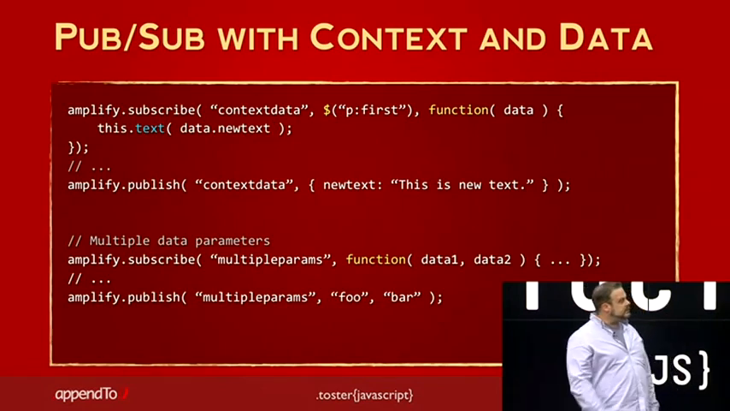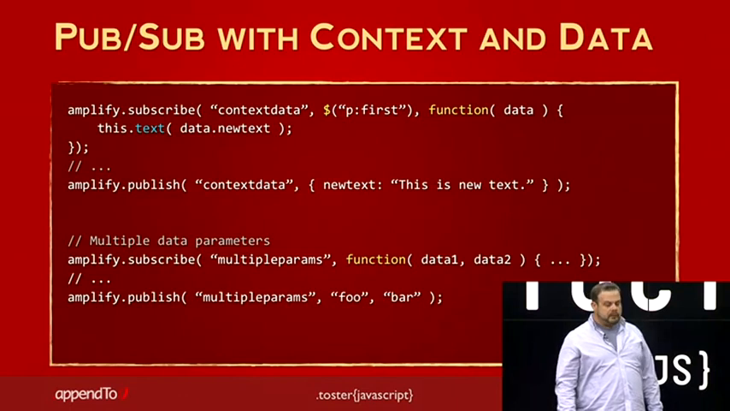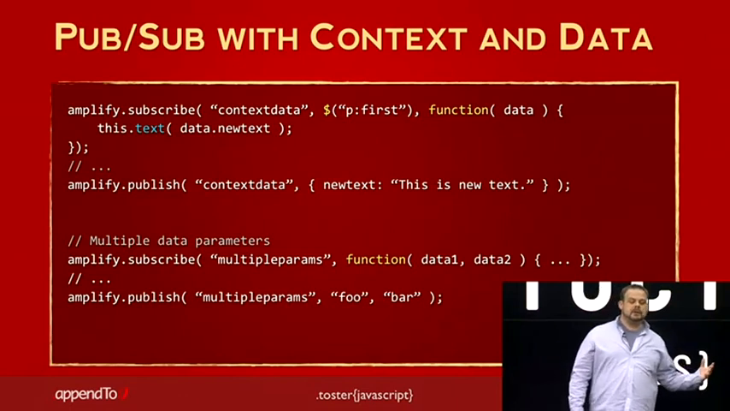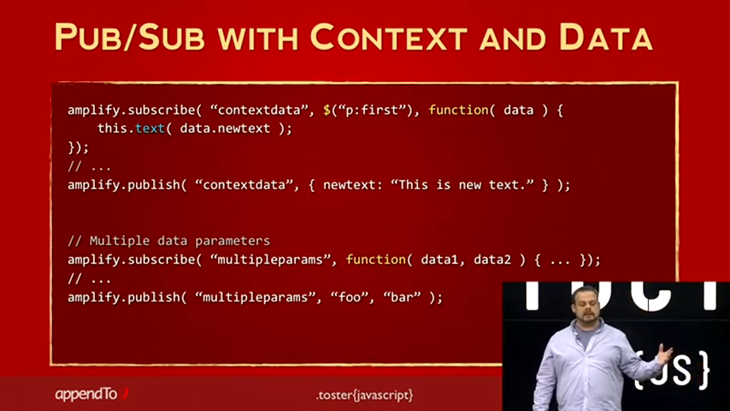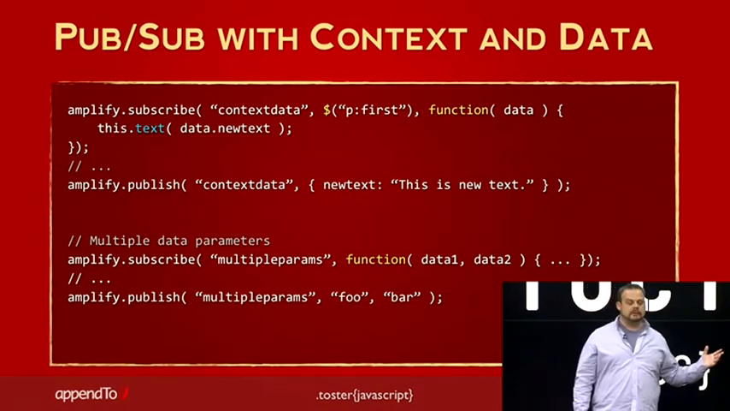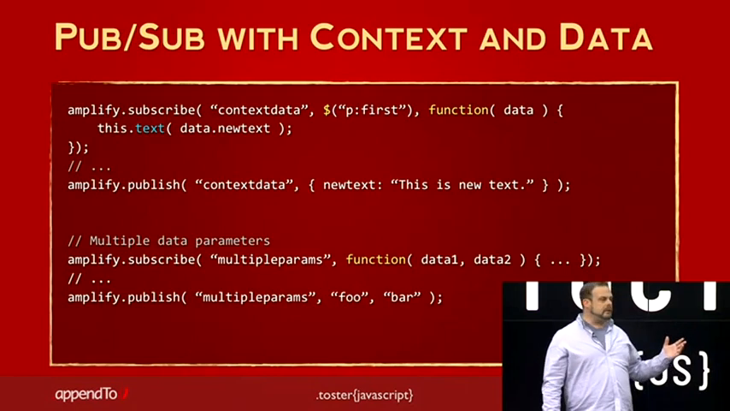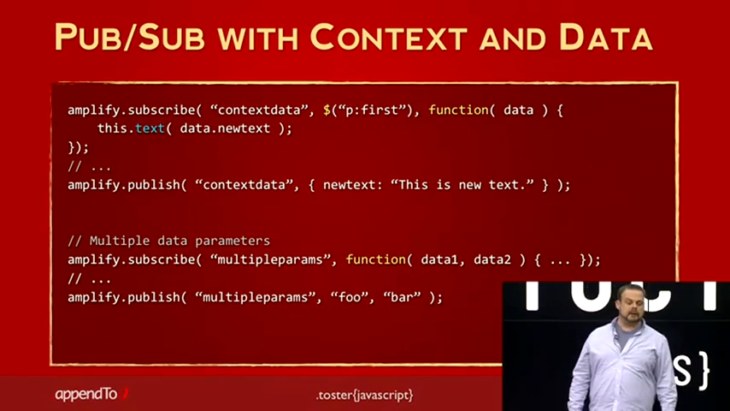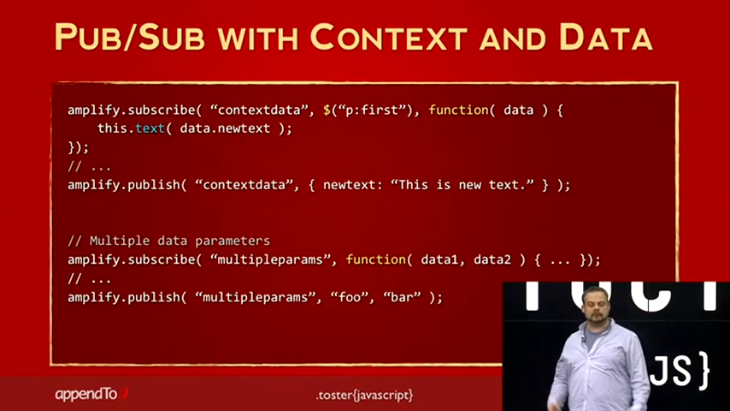So if we look at the publish method here, we're calling publish. We're going to say, context data, that's the topic. And we're going to pass in this hash or this object literal, which is the data that we're going to fill our subscription method with. So new text, and we're passing it the string, this is new text.